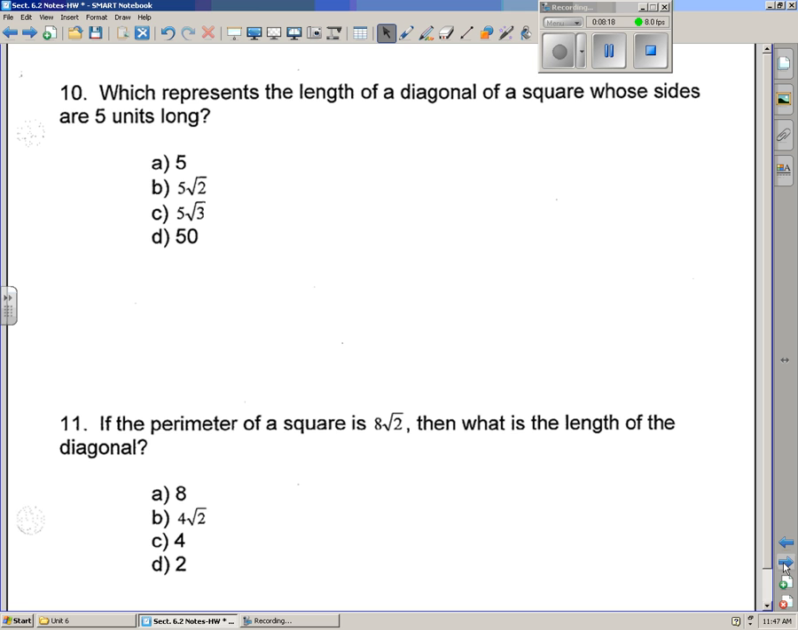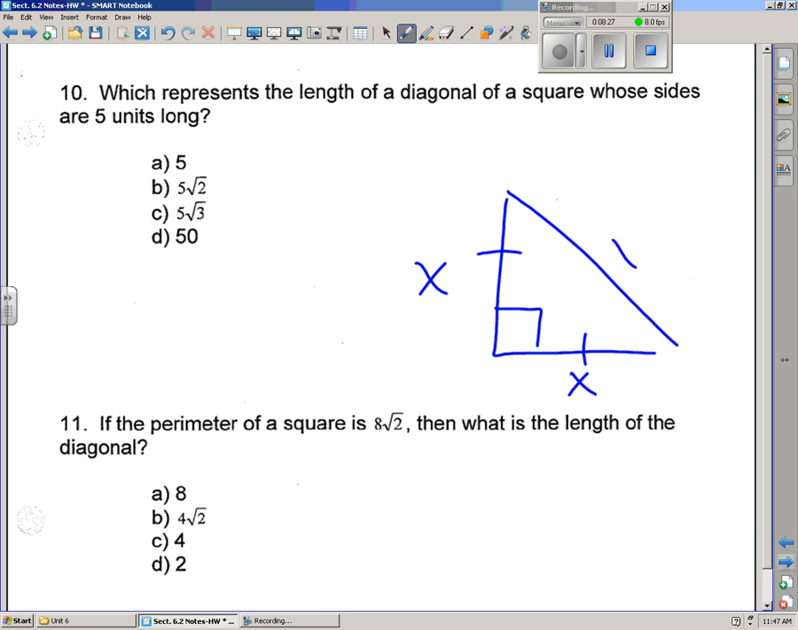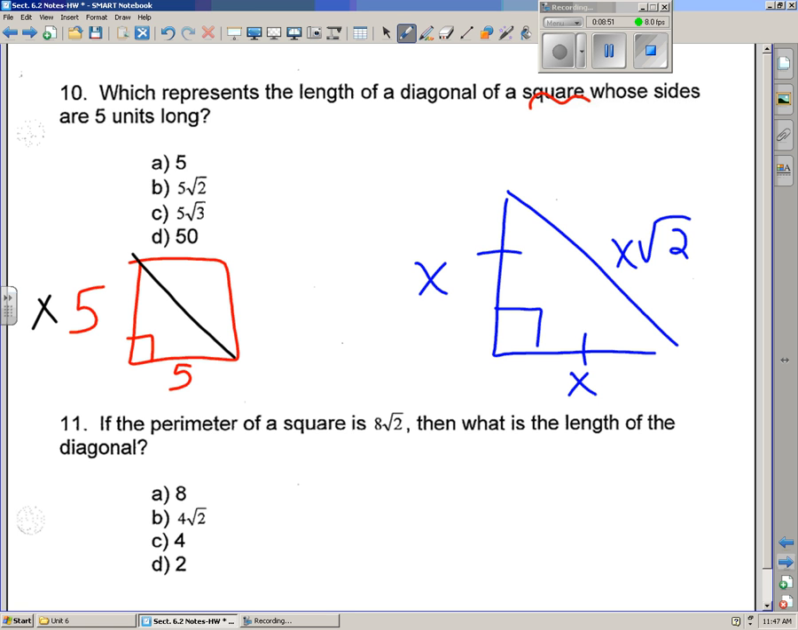So here are a couple of questions to do. Again, don't forget, anytime you are in an isosceles right triangle, you know that the legs always take the value of x, the hypotenuse takes the value of x radical 2. Which represents the length of a diagonal of a square whose sides are 5 units long? If the sides of a square are 5 all the way around and a square has all right angles, if we want to drop in the diagonal, well, remember, the legs always take x. It's an isosceles right triangle. And the diagonal in this case is the hypotenuse, which is x rad 2. Your answer is B, 5 rad 2.